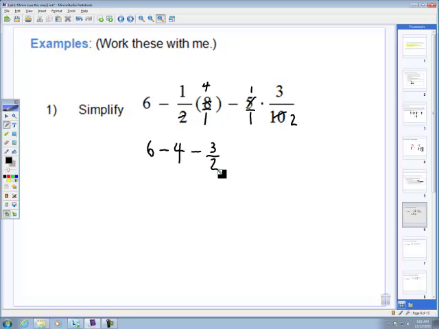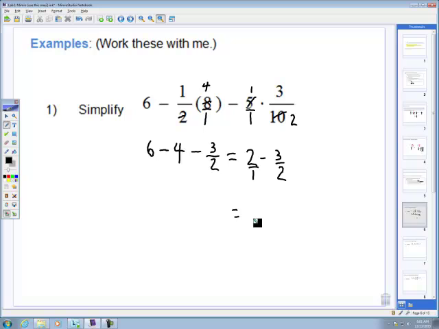Okay, moving right along. Next, we have subtraction, so we're going to work in order from left to right. If we work in order from left to right, 6 minus 4 is 2, minus 3 halves. So in order to subtract 2 minus 3 halves, what do we have to do? That's correct, we need to find a common denominator. So in this case, 2 is like 2 over 1. So the common denominator between 1 and 2, of course, would be 2.